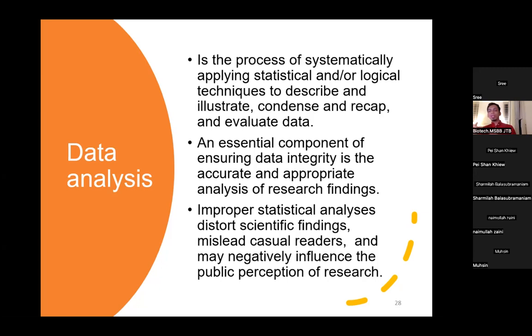So that based on that statistical analysis, we can confirm our conclusion. That is very important because we want to conclude something from the results. It must have some analysis there. So statistical analysis is very important to ensure that our conclusion is not misleading. An essential component of ensuring data integrity is the accurate and appropriate analysis of research findings.